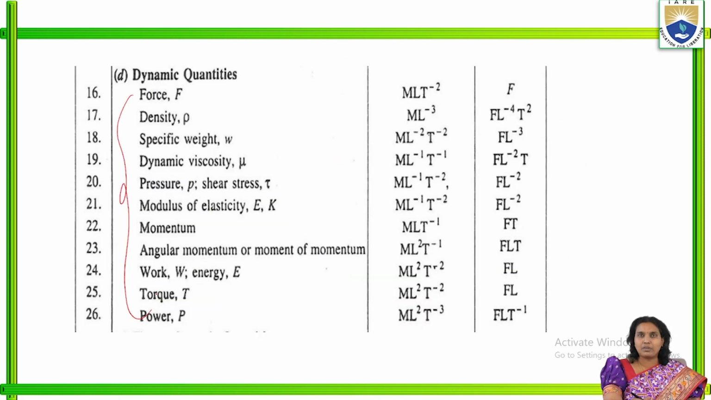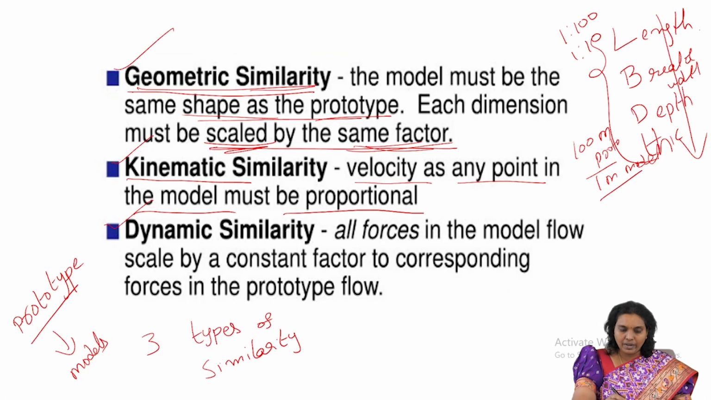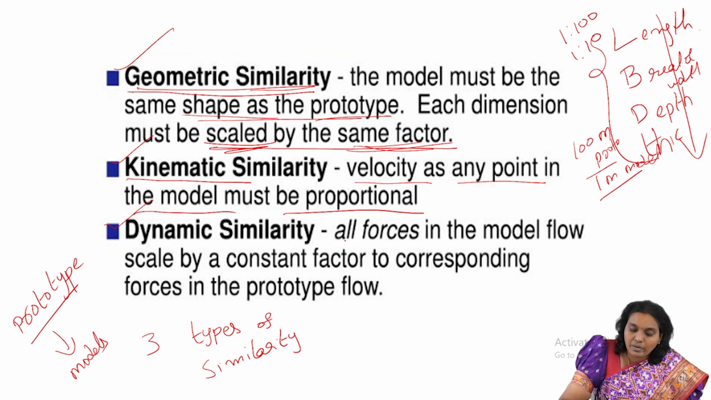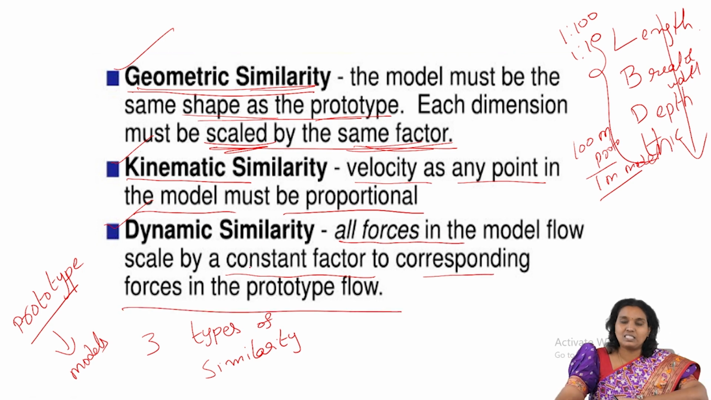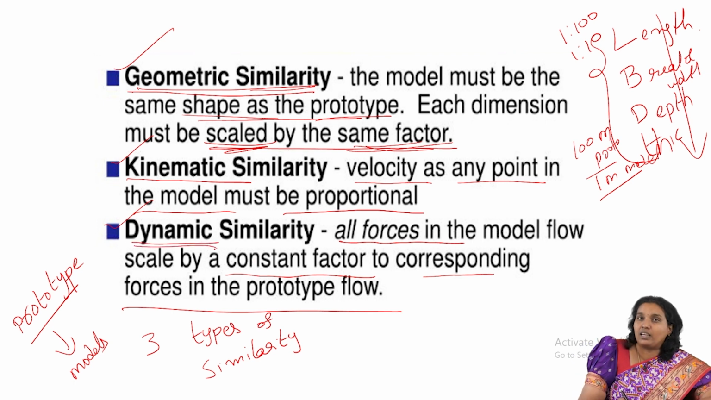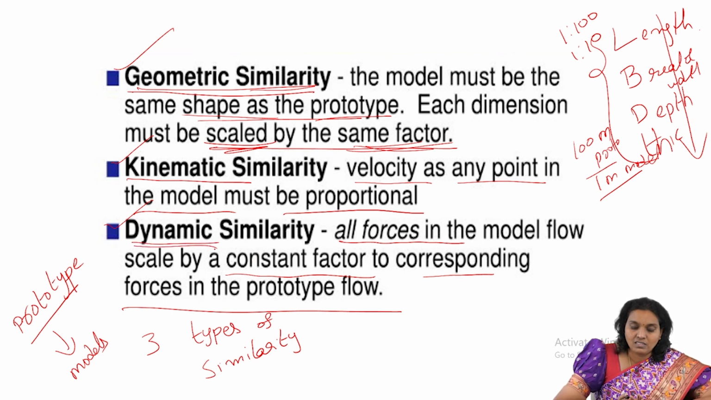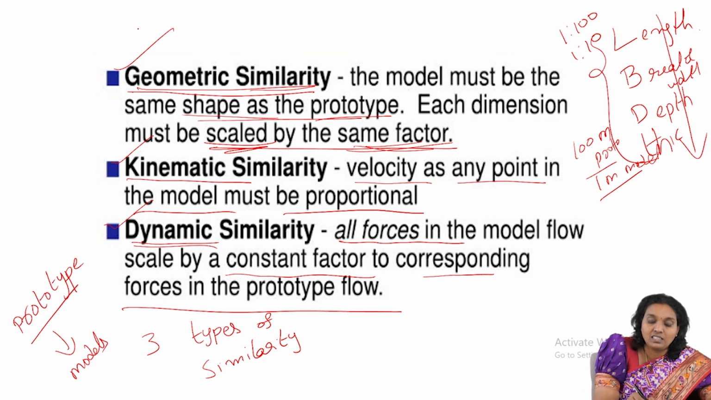Next one is the dynamic. These are some of the parameters which come under dynamic quantities. So geometric, kinematic, and coming to the dynamic similarities, all forces in the model are scaled by a constant factor to the corresponding forces in the prototype flow. So this is called dynamic similarity. Like this, first we are considering these similarities.